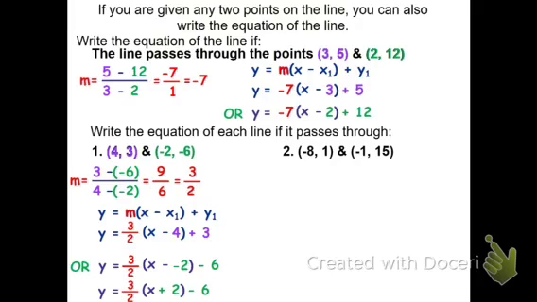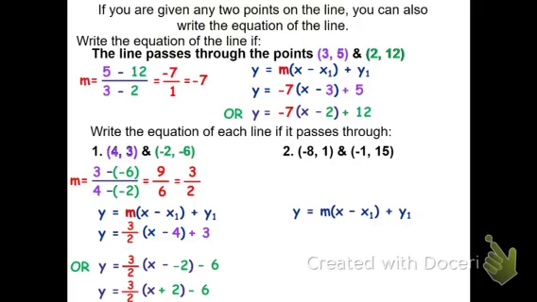So that would look like this once we simplify it. Again, the equations may look different, but they're not. They really are equivalent equations. If we were to distribute the 3 halves and combine like terms, we would see that both the y equals 3 halves times the quantity x minus 4 plus 3 and the y equals 3 halves times the quantity x plus 2 minus 6 have the same value. So either one is fine to use.